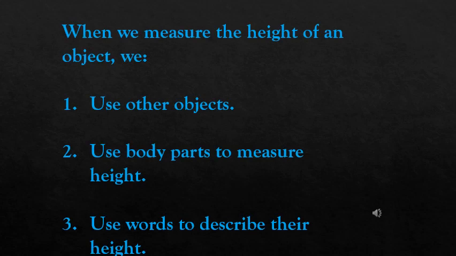If you were tuned in to the last video about length, then you'll realize that height works in a similar way. When we measure the height of an object, we use other objects like paper clips, like beads, and even things that you can find around your home. When we measure height, you can also use your body parts, like your hands. And when you describe the height of something, you can use adjectives.